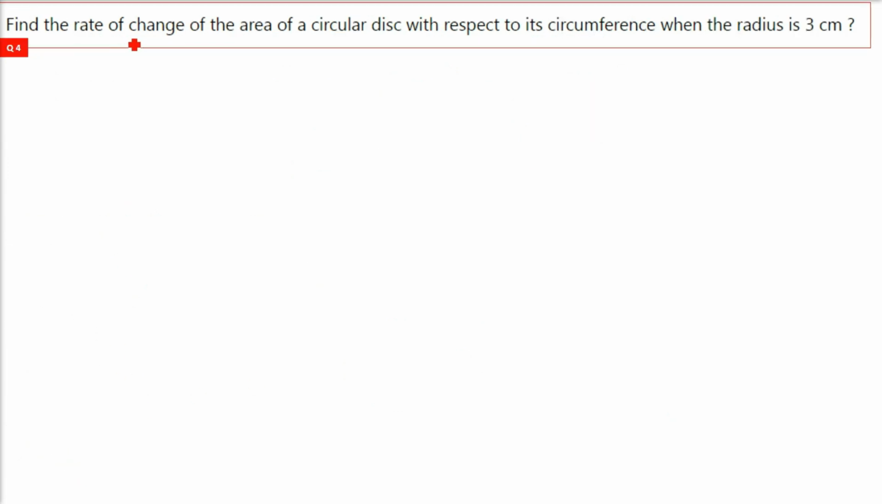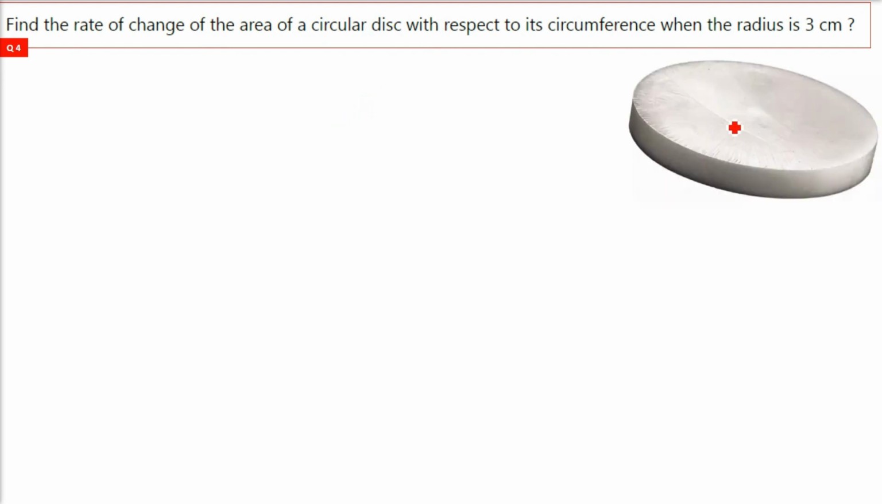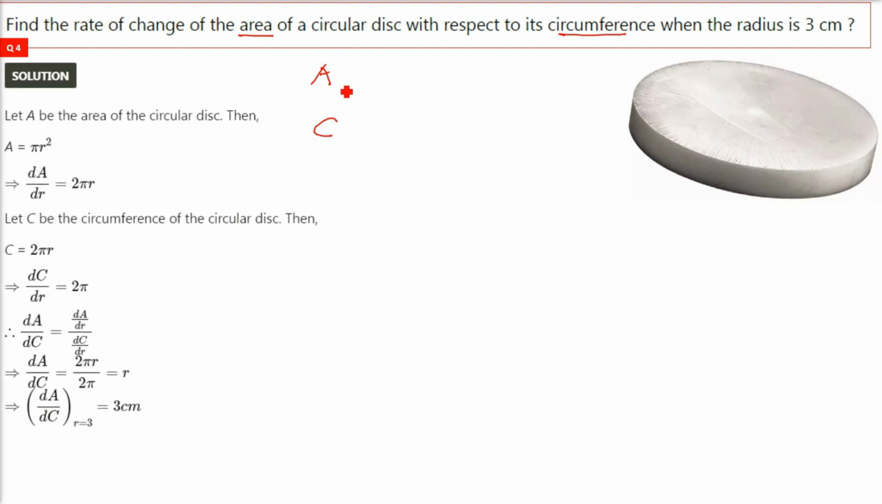Find the rate of change of the area of the circular disc. A circular disc is just a filled circle with a thickness. And the radius at which we have to find this rate of change is 3 centimeter. So the area with respect to the circumference. Let us call A as area, C as circumference. We have just completed a question that was also in parametric form. The same thing we have to do here.